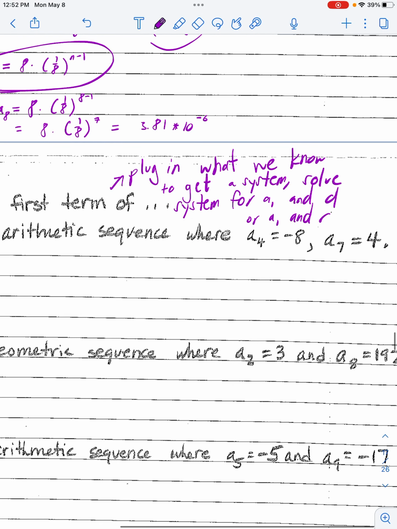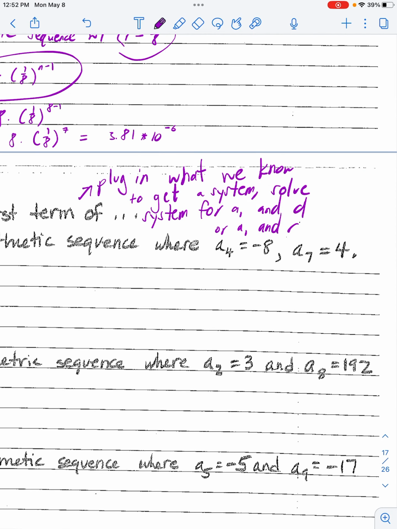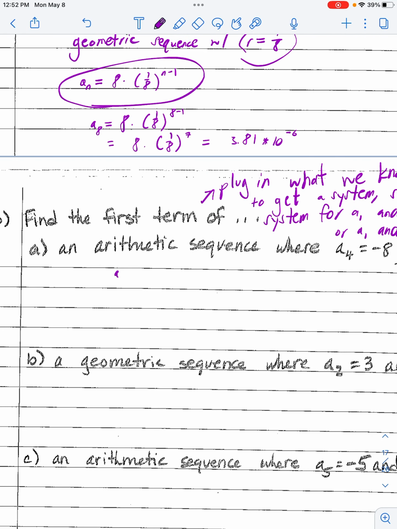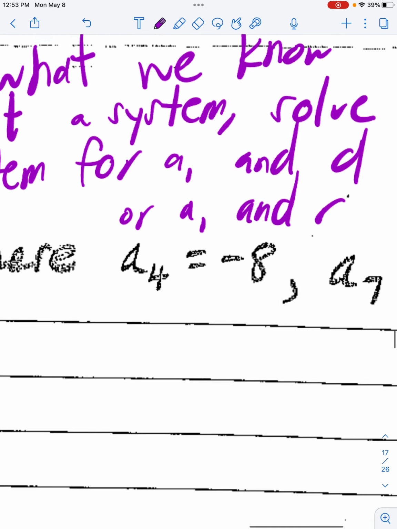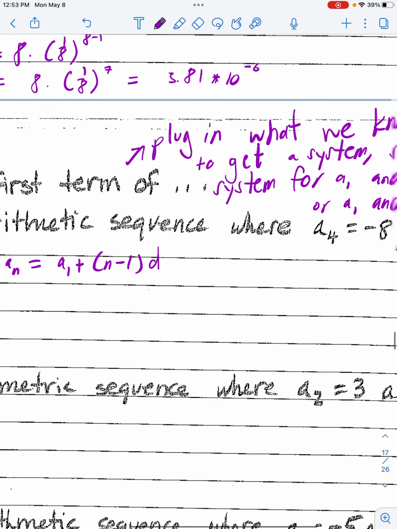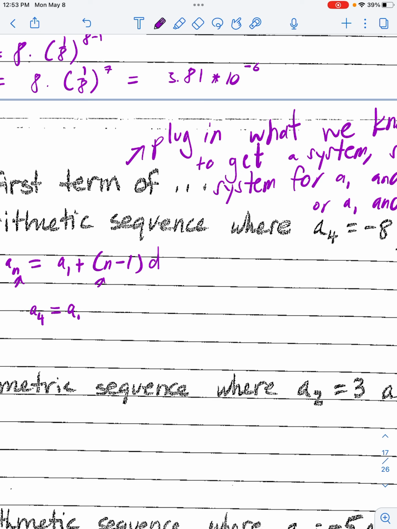So an arithmetic sequence where a sub 4 equals negative 8 and a sub 7 equals 4. This is an arithmetic sequence, so I'm going to start with a general rule, right? The explicit formula to find the nth term of an arithmetic sequence is this. Okay? So a sub 4 equals negative 8. What that means is when I plug in 4 for n here, a sub 4 equals a sub 1 plus 4 minus 1 times d. When I plug those two numbers in, I get negative 8, okay?